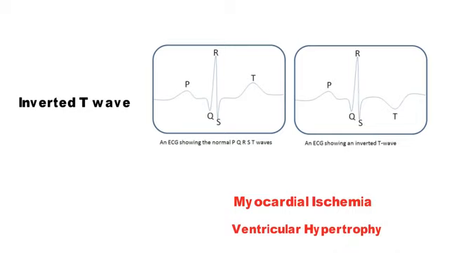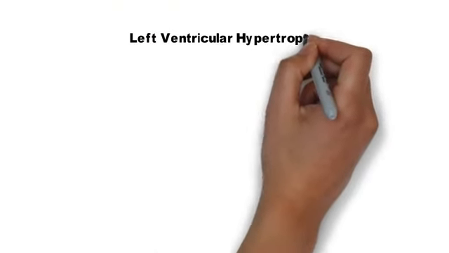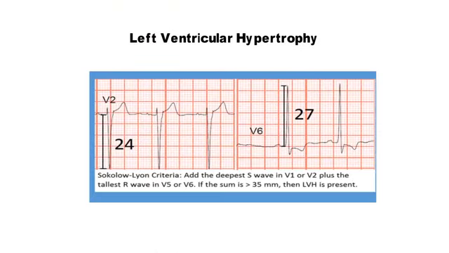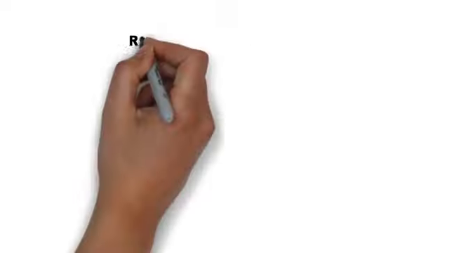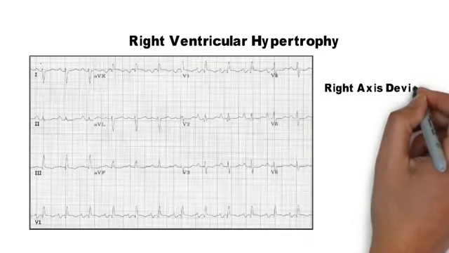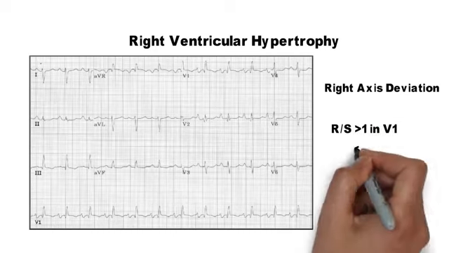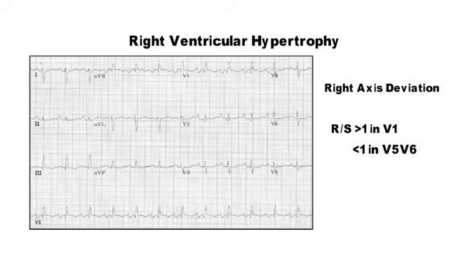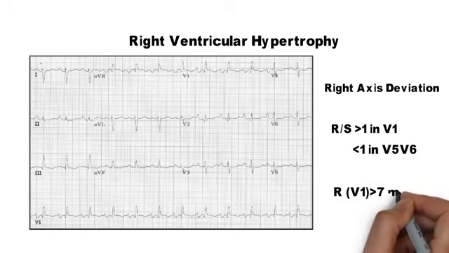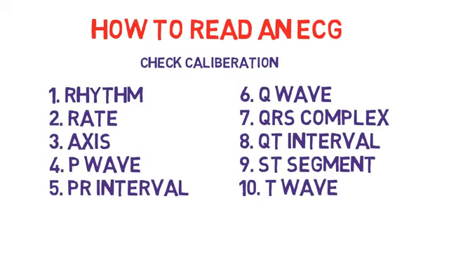Now let's discuss how the ECG looks in hypertrophy. In left ventricular hypertrophy, add deepest S wave in V1 or V2 more than 35 mm, then LVH is present. Whereas in right ventricular hypertrophy, there will be right axis deviation, R by S ratio more than 1 in V1 and less than or equal to 1 in V5 or V6, and also R wave in V1 is more than 7 mm. This is the simplest criteria to detect RVH.